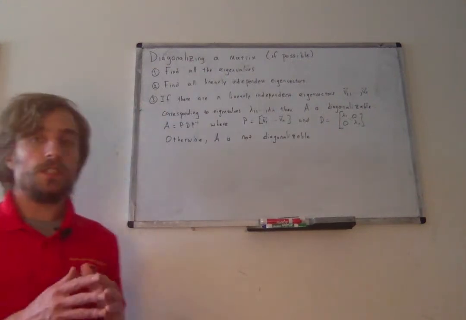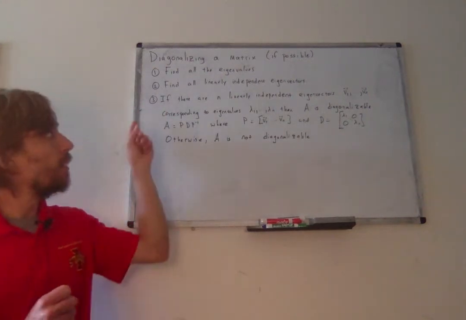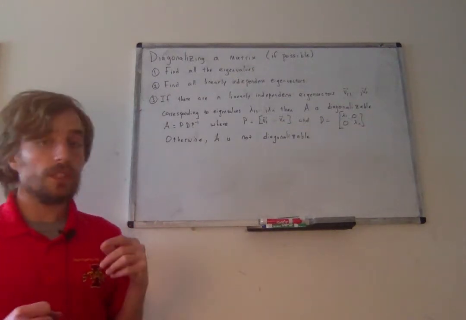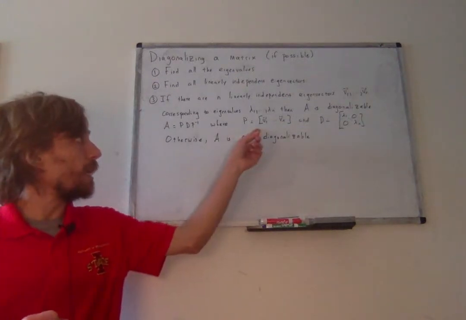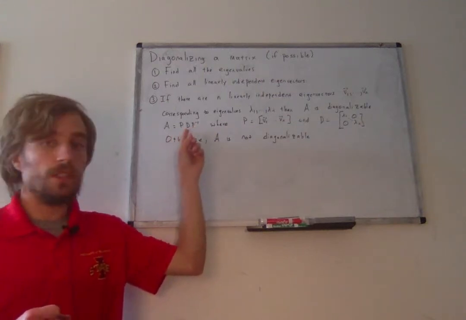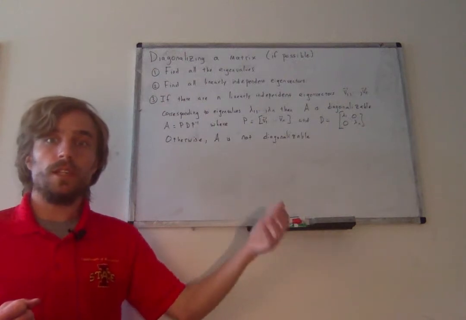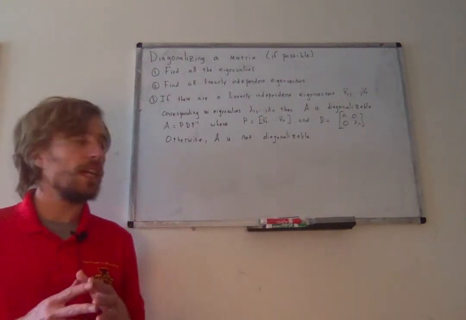Finally, this is where theorem 5 kicks in. If there are n linearly independent eigenvectors, v1 through vn, then the matrix is diagonalizable. The matrix P, which is the invertible matrix diagonalizing A, is just the matrix whose columns are the eigenvectors of A. We saw that last video.